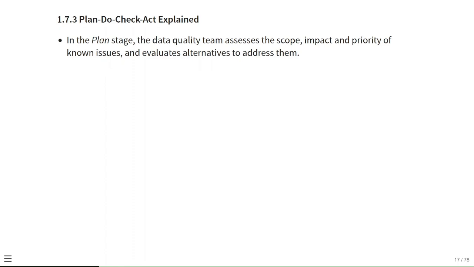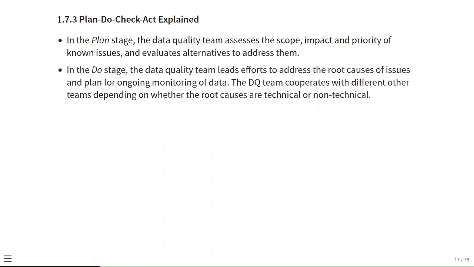In the plan stage, the data quality team assesses the scope, impact and priority of known issues and evaluates alternatives to address them. In the do stage, the data quality team leads efforts to address the root causes of issues and plan for ongoing monitoring of data. The data quality team cooperates with different other teams depending on whether the root causes are technical or non-technical.